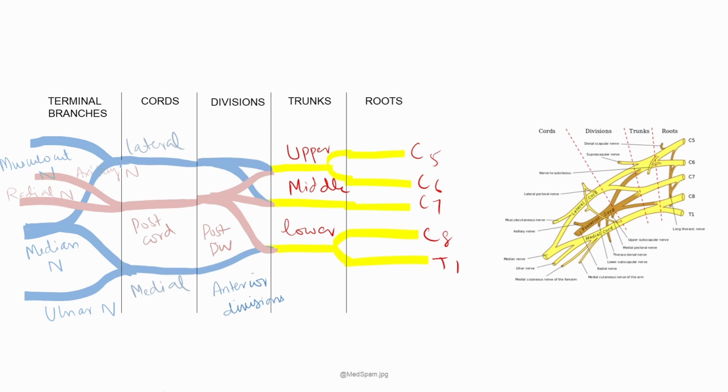So these are the five branches that you need to remember: the musculocutaneous nerve, the axillary nerve, the radial nerve, the median nerve, and the ulnar nerve. Now there's a really nice mnemonic to remember these five. The mnemonic goes like: my auntie rescued my uncle. So the M stands for musculocutaneous nerve, the A stands for axillary nerve, the R stands for radial nerve, M for median nerve, and then U for ulnar nerve. So these are all the major branches of the brachial plexus.